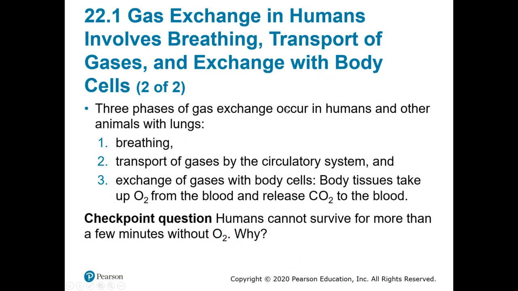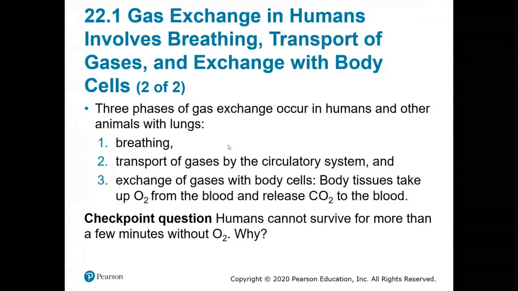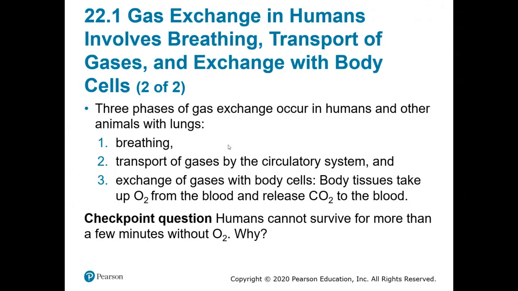All right, so there's three phases of gas exchange that occur in humans and other animals with lungs. First, it's breathing, just simply taking air in and allowing air to go out. And we'll look at that mechanism in a minute, how the lung is able to carry that out. Then we have to transport the gases by the circulatory system, and then we have to exchange those gases with the body cells. So the body tissues take up oxygen from the blood, and then they release CO2 from the blood. I should say from the blood, not to the blood.